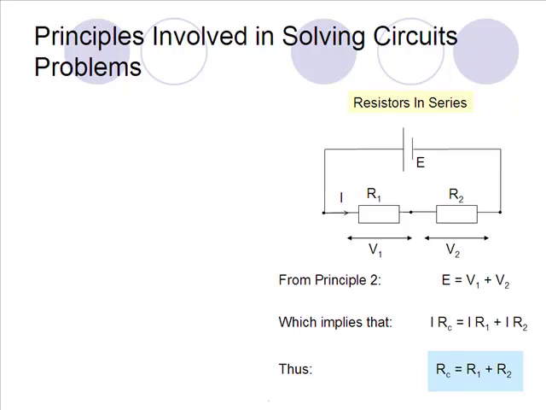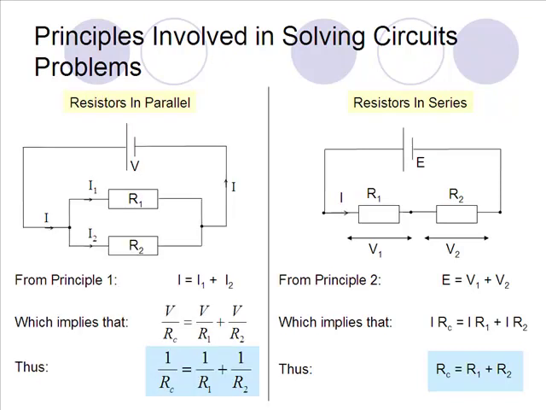The PD across the new resistance will be IRC, because the current is still the same. For R1, the PD V1 is equal to IR1, and V2 is IR2. To find the effective resistance RC, you can cancel out the I and you will get RC equal to R1 plus R2. So this equation comes from principle number 2, instead of principle number 1, which we used just now. This is a comparison.